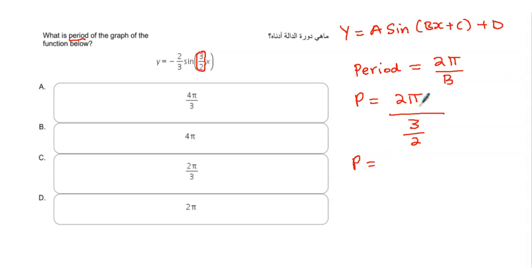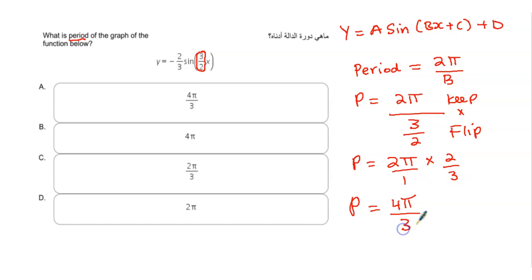This is 2 pi divided by 3 over 2. Basically, what is happening is that you have a whole number divided by a fraction. You just keep it, the division becomes multiplication, and you flip the second fraction. So it becomes 2 pi times 2 over 3. Every whole number is over 1. So 2 times 2 is 4, you bring your pi, and then 3 times 1 is 3. And that gives us the answer A.